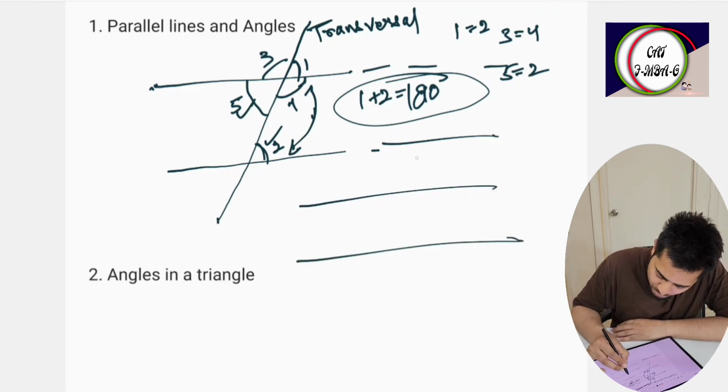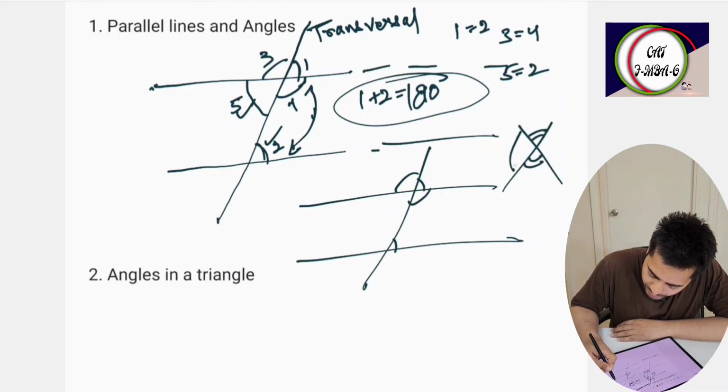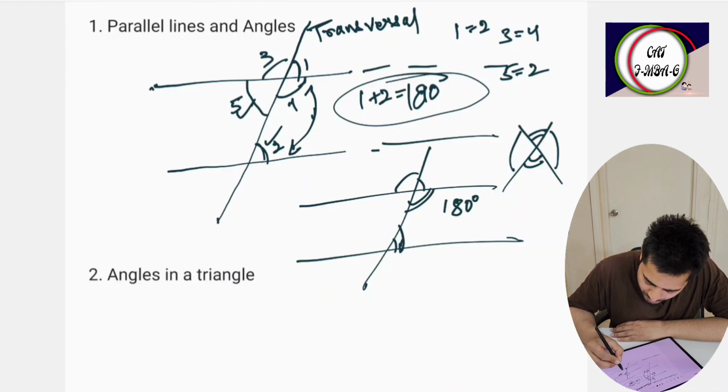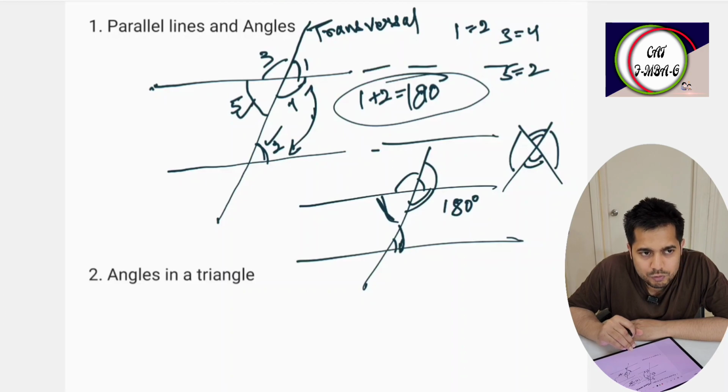Like a parallel line is drawn by symmetry also. These angles are equal, or this angle is equal. So two lines are like this. These angles are equal and these angles are equal. Okay, and the sum of these angles is going to be 180 degrees. This is going to be equal to this, and similarly you can find a lot more combinations. So generally these kinds of questions are asked.